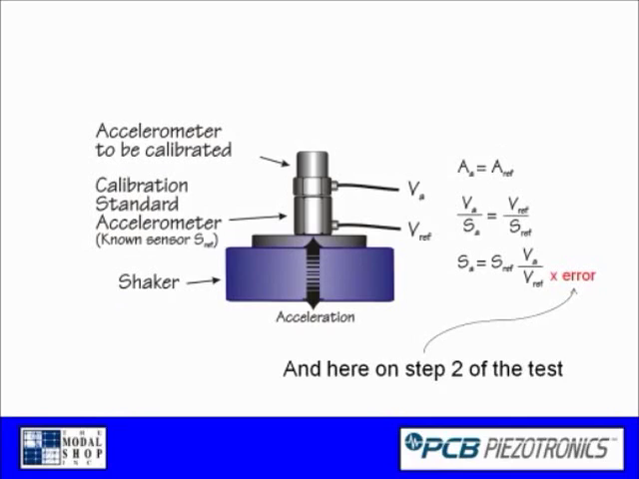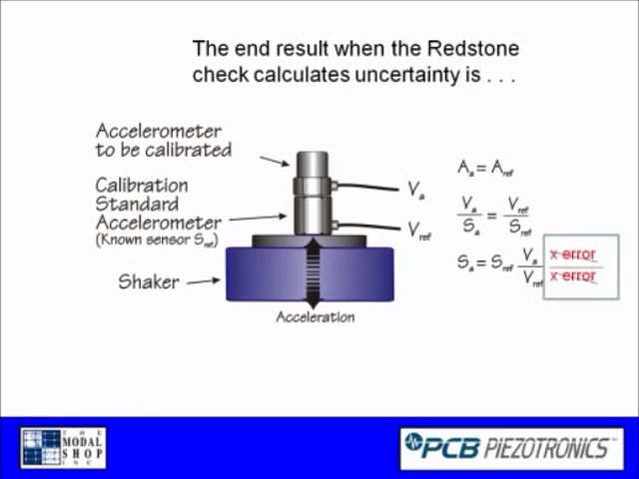During the second step of the test, we made the 352C22 our test sensor, so the transverse error appears down here. And it's the same error, roughly the same amount. The end result, when we do the calculation under the Redstone check, is the two errors cancel each other out. Now, when we're evaluating uncertainty, we cannot cancel out errors. We have to accommodate all of the errors. So this is where the Redstone check truly fails.